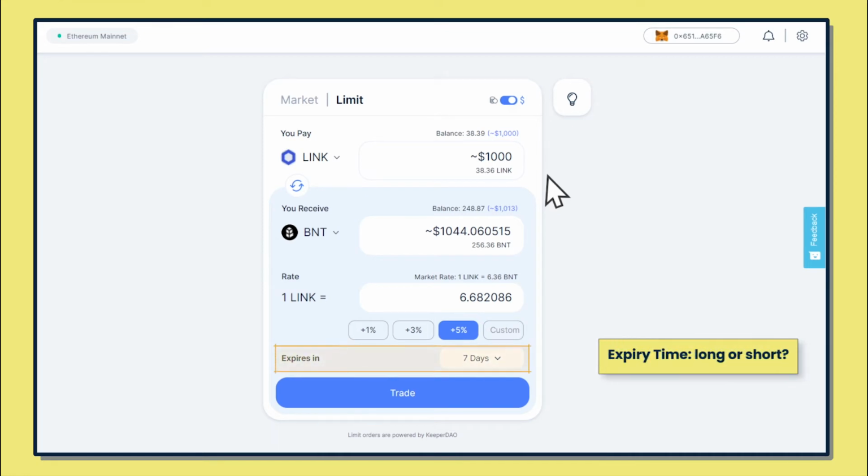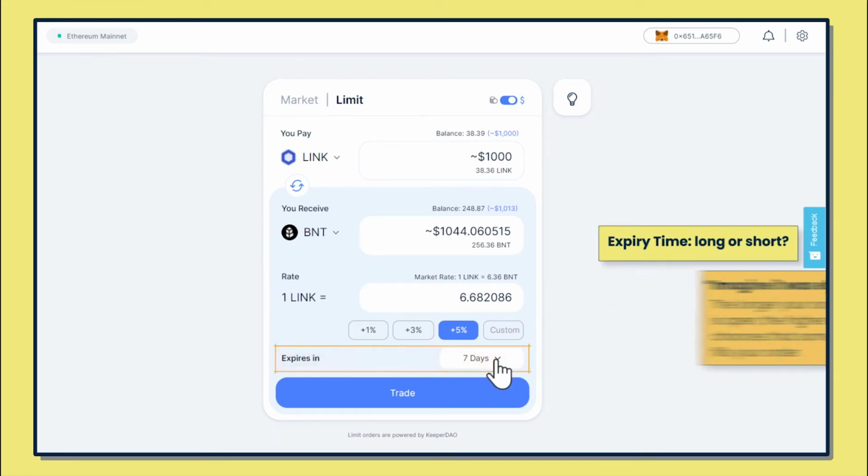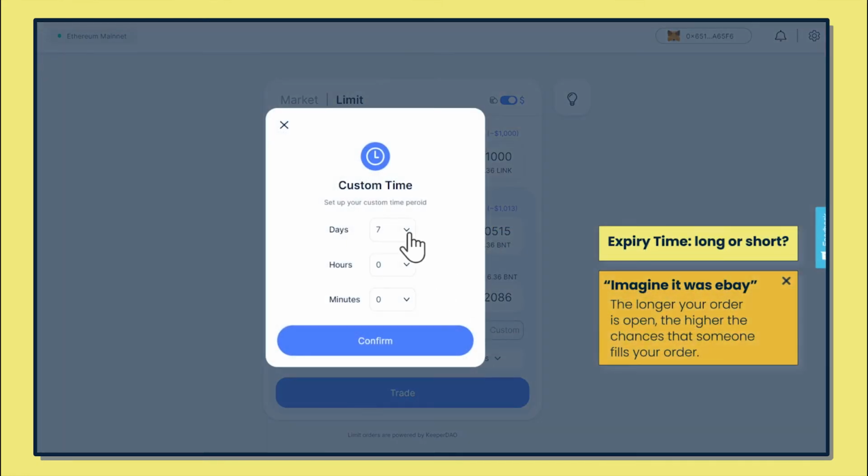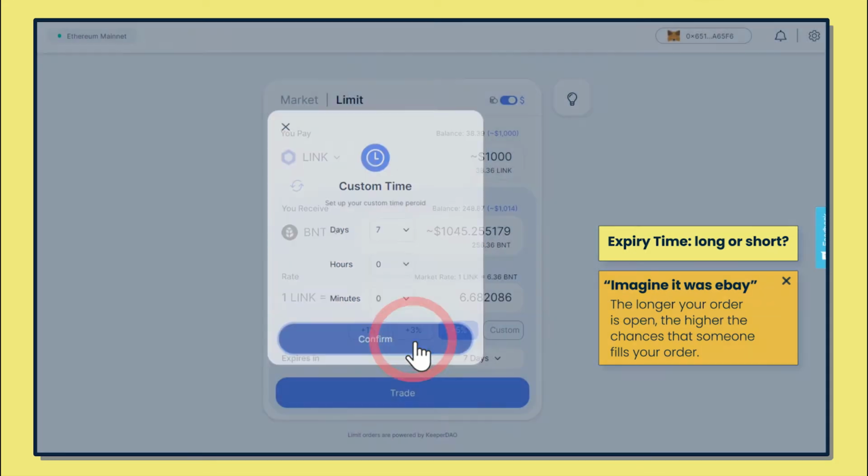At the bottom of the limit order interface I can specify how long the order should be active. I'm fine with the settings of 7 days, but you can change it over here. Now I can click on trade.